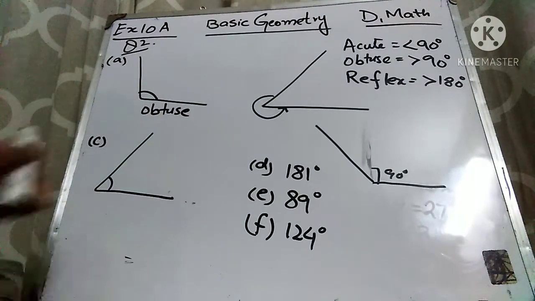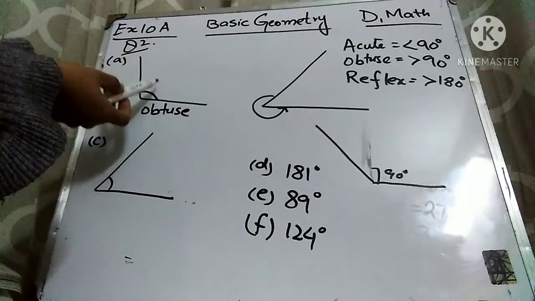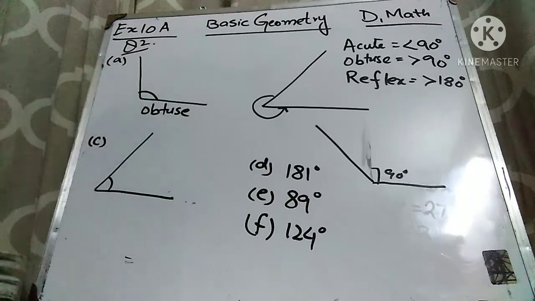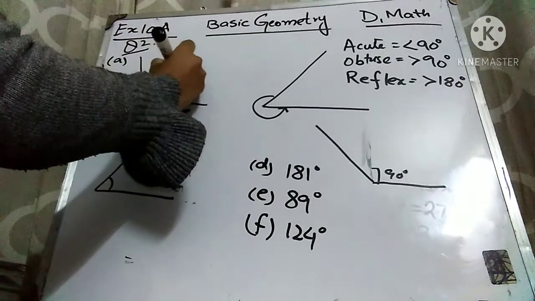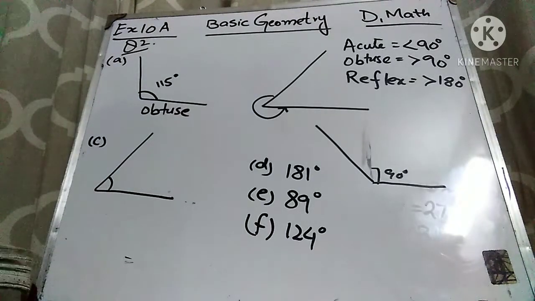Now see this triangle, and if you measure it on your book, you will get that this angle is 115 degrees. So it's an obtuse angle.